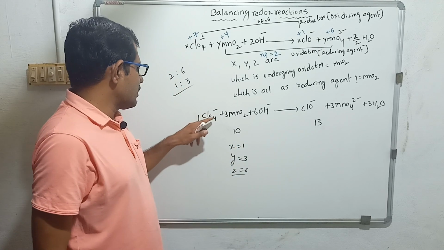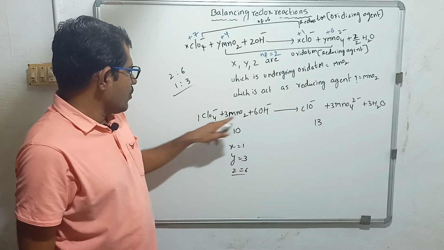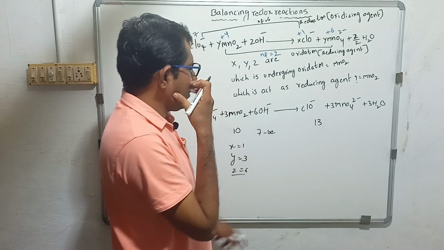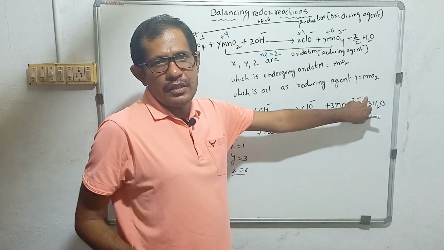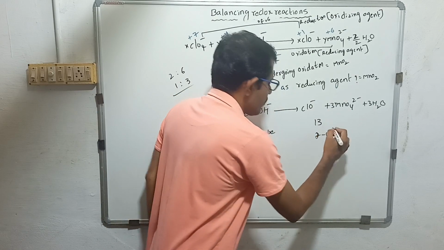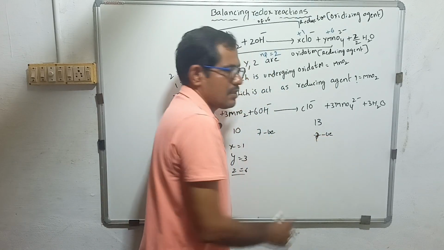If you check the charge, here 1 negative, 6 negative, total 7 negative. Here also if you check the charge, 3 minus 6 minus 1, so 7 negative. So the charge is also the same. So we can say this reaction is a balanced reaction. I repeat.